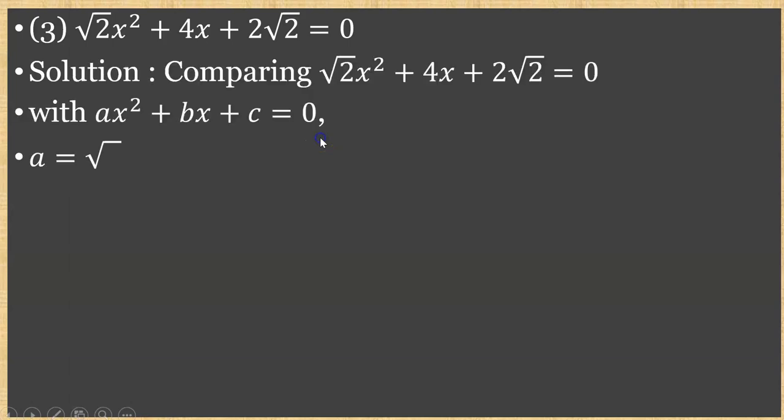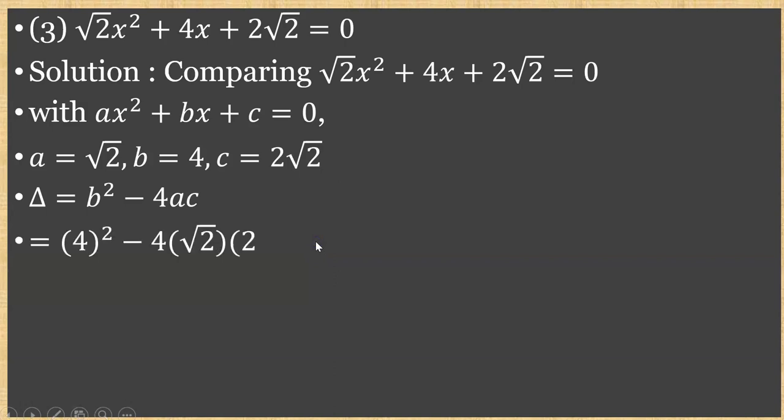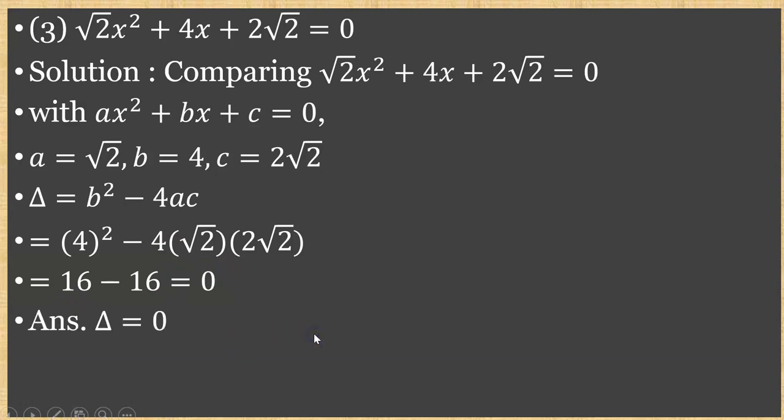Next, root 2 x square plus 4x plus 2 root 2 is equal to 0. Again the same here. Comparing, a is root 2, b is 4, c is 2 root 2. b square minus 4ac: b is 4, minus 4, a is root 2, c is 2 root 2. 16 minus, root 2 into root 2 is 2, 2 into 2 is 4, 4 into 4 is 16. 16 minus 16 is equal to 0. Answer, delta is equal to 0.